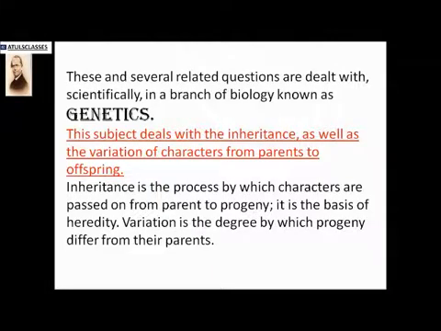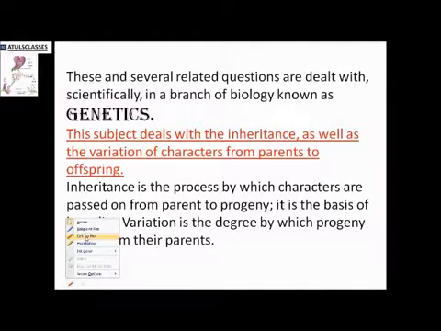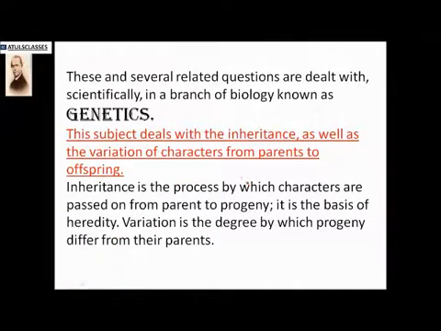What is inheritance? It's a process by which characters are passed from parent to progeny. So we get our characters from our parents, and this is the basis of heredity. Now, how is variation formed? There is variation in each and every individual. That's why fingerprints are different, the color of eyes is different, and blood groups are different in the same family or among the same parental offspring.